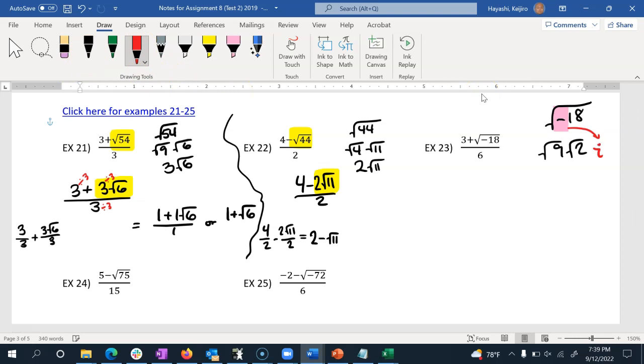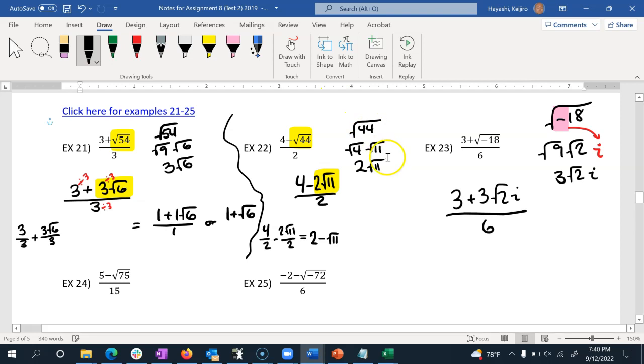So 3 square root of 2 i. So 3 plus 3 square root of 2 i, making sure the i is again not under the radical. All divided by 6.